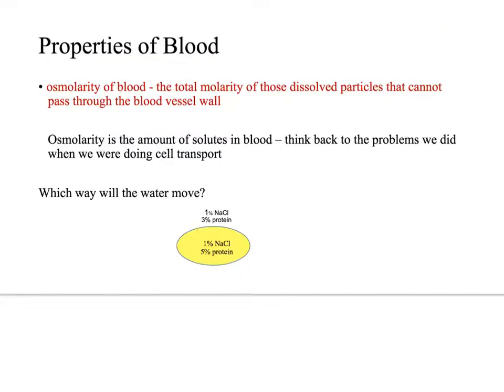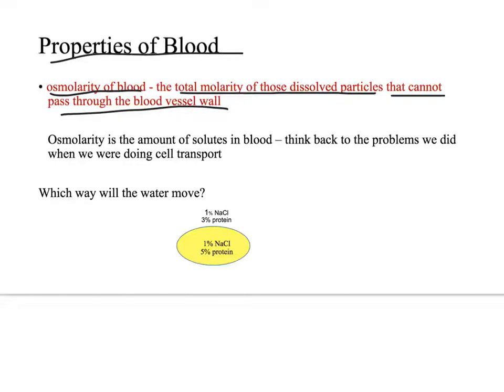Now, more properties of blood. So I want you to think about osmolarity again. Osmolarity is kind of defined as the total molarity of dissolved particles that cannot pass through the blood vessel wall. So basically it's the amount of solids that are in the blood, and they're going to contribute to the concentration of the blood and how fluid moves.